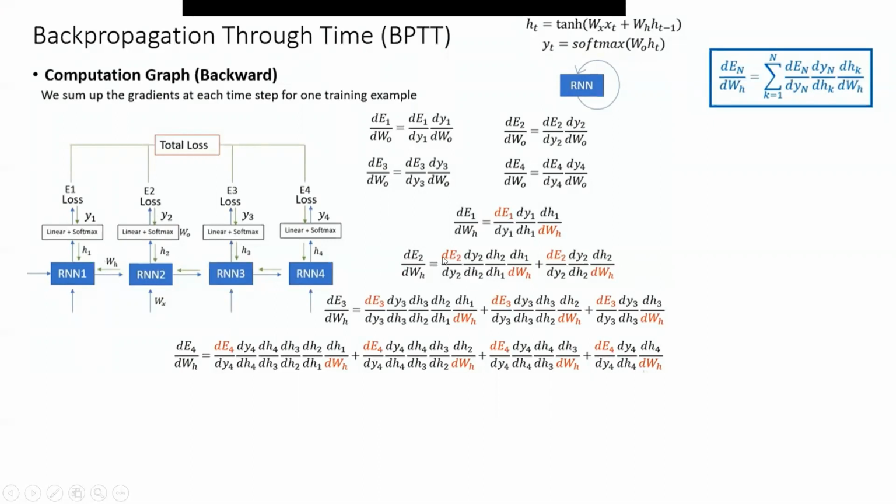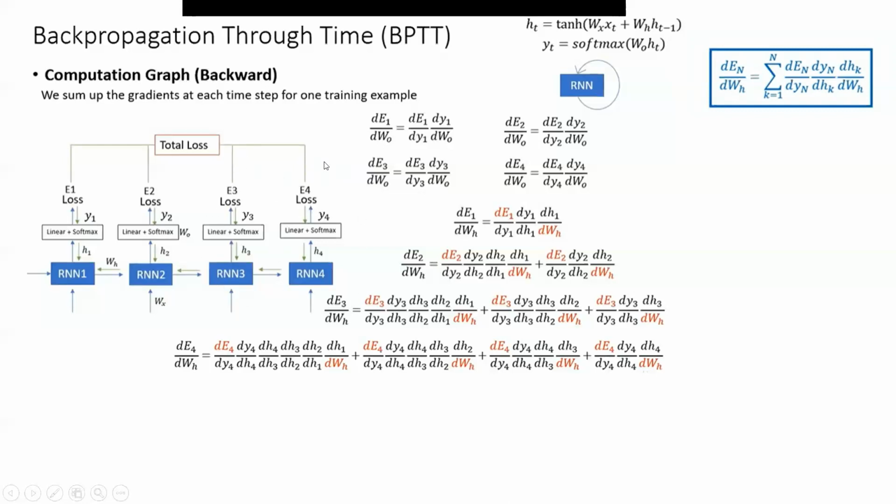So if you see this formula, we can find out E2 with respect to Y2, then Y2 with respect to H2, and since H2 is dependent on H1, H2 with respect to H1, and then H1 with respect to WH, plus, since this is also there, E2 with respect to Y2, Y2 with respect to S2, and S2 with respect to WH. So similarly, we need to calculate it for E3 and for E4.